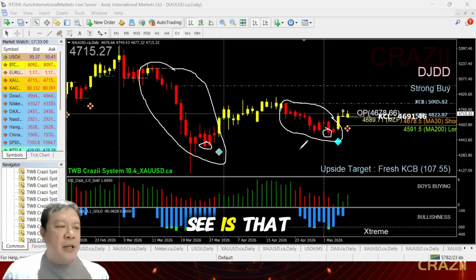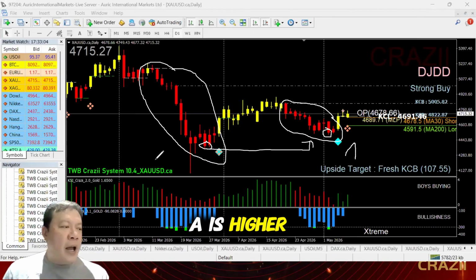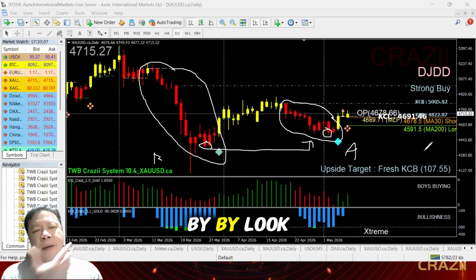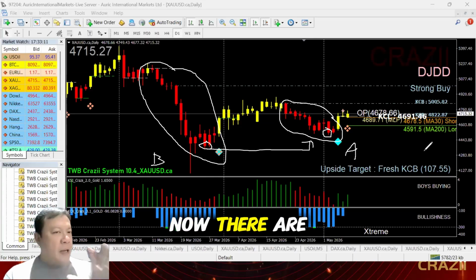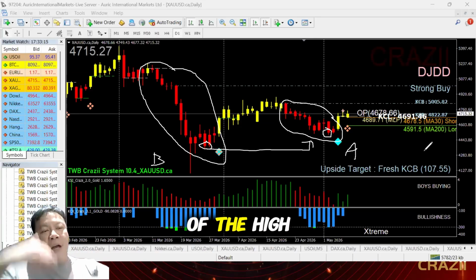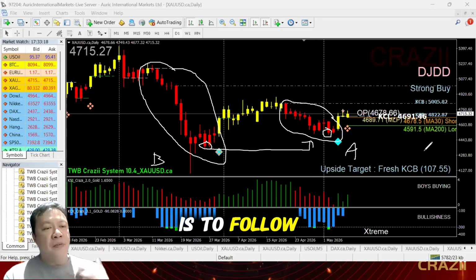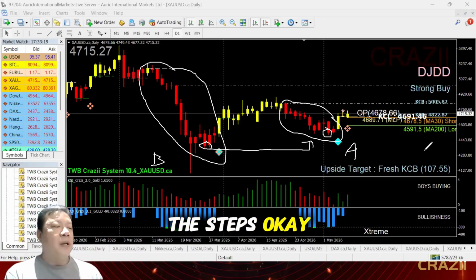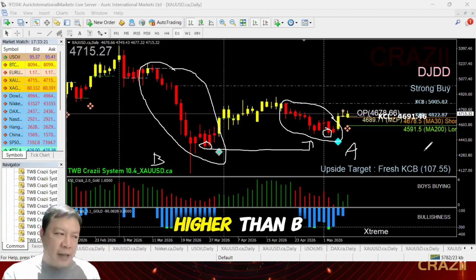So what you see is that A is higher than B. Now, of course, you say, okay, by the look of it you should know it's higher. But there are some incidents whereby you cannot see just by looking because of the high and low. The way is to follow the steps. Okay. Now, A is higher than B.